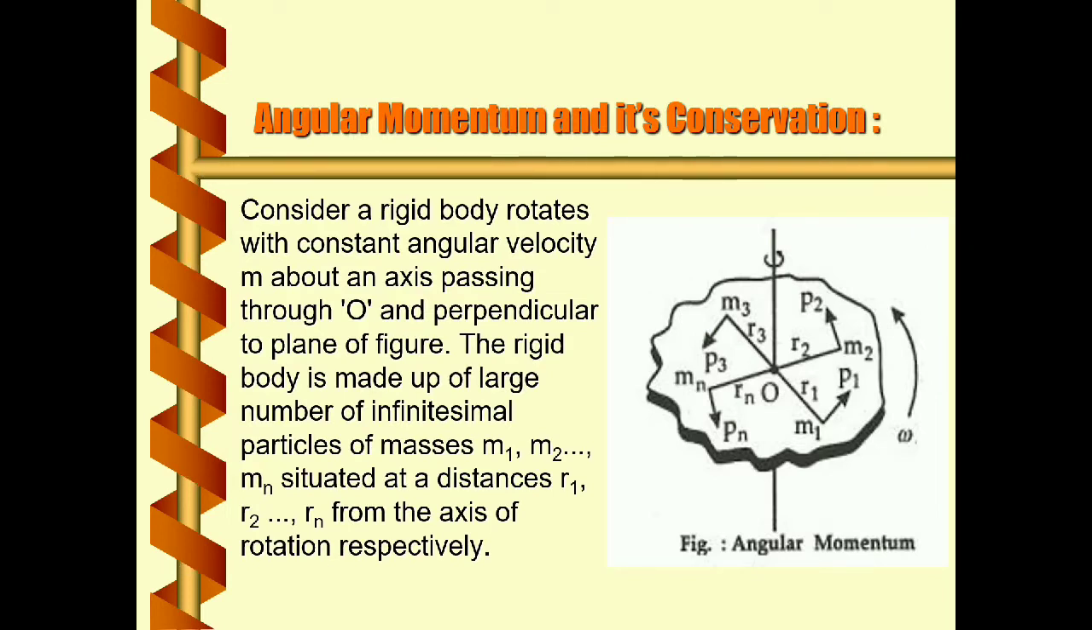Okay, now here is the derivation. How will you derive the expression L equals I omega? Again, you will consider a rigid body. Suppose we consider a rigid body of any shape. This body is made up of n number of particles having masses m1, m2, m3, likewise mn. All these masses are at distances r1, r2, r3, likewise rn from the axis of rotation.